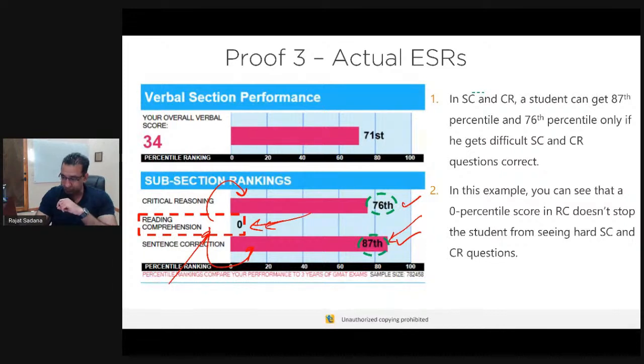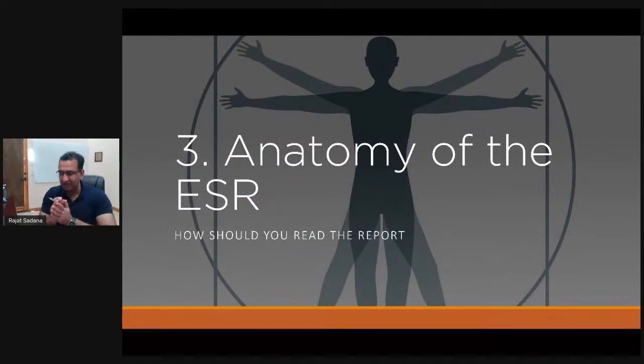Okay, so really, really important piece over here that your GMAT score is composed of your subsectional abilities. Your abilities are independent. So let's look at the anatomy of your ESR. Any questions so far, by the way?